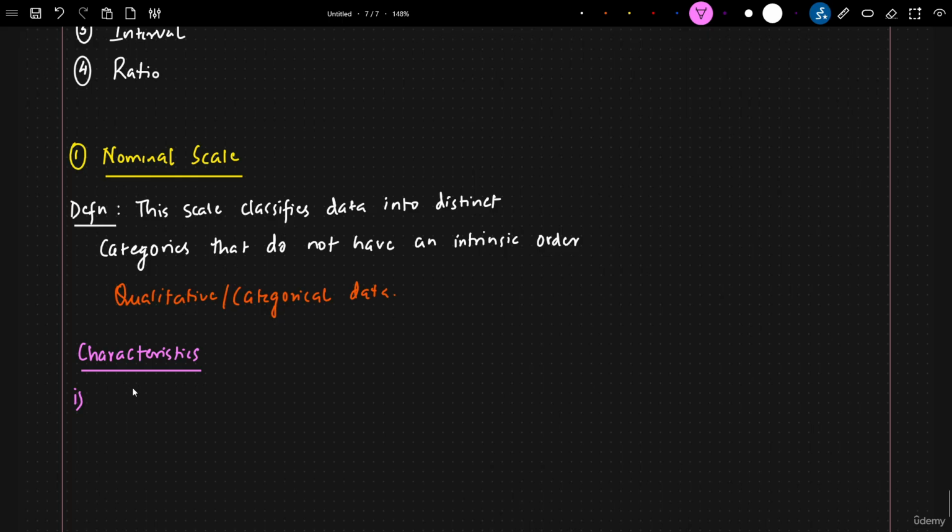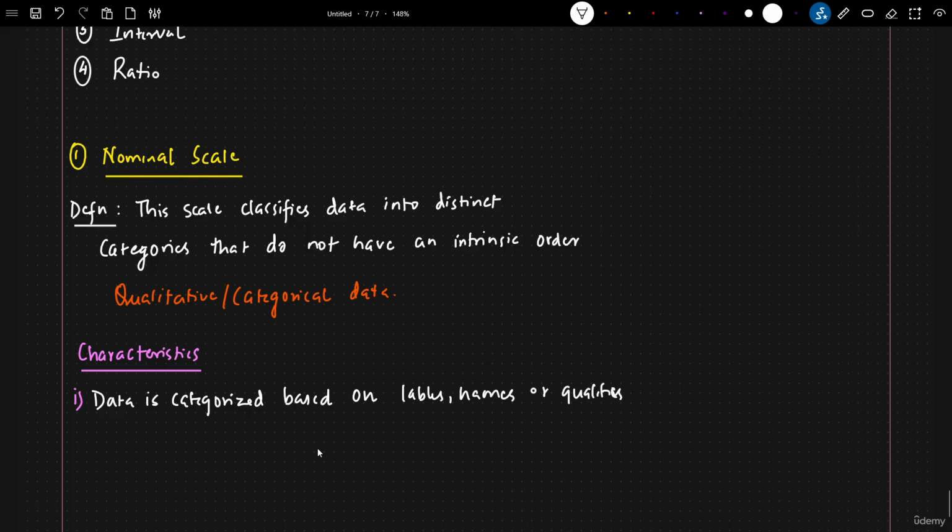The first characteristic is that data is categorized based on labels, names, or qualities. So they are categorized based on some label. It can be names or it can be some kind of qualities.